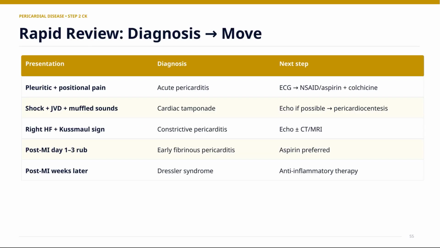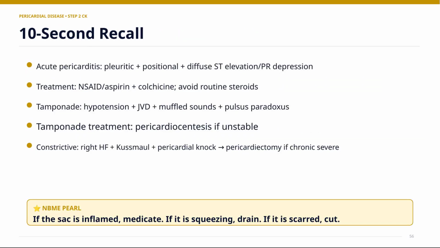Final chapter, rapid review. These are the last slides before your question block. Let's lock it all in. One more pass, fast. Pleuritic plus positional pain, acute pericarditis, ECG, then NSAID or aspirin plus colchicine. Shock, JVD, and muffled sounds, cardiac tamponade, echo if you can get it, then pericardiocentesis. Right heart failure with Kussmaul sign, constrictive pericarditis, echo plus CT or MRI. A friction rub 1 to 3 days post-MI, early fibrinous pericarditis, aspirin preferred, and a rub weeks after an MI, think Dressler syndrome.